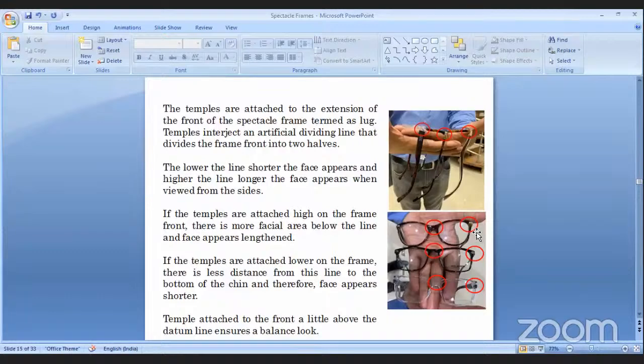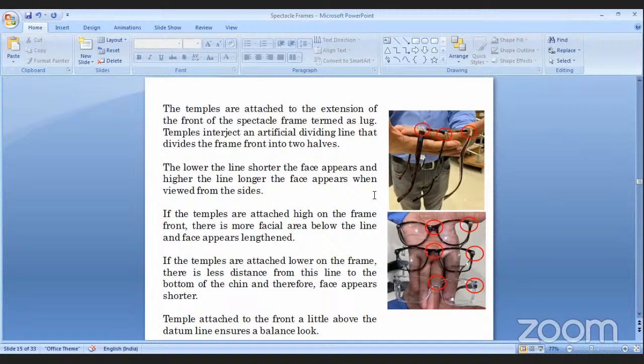When the sides are joined with the frame at the lower portion of the front, the face will appear shorter, and when the sides are joined at the top of the frame front, the face will appear longer when you view from the sides. If the temples are attached higher on the frames, there is more facial area below the line and the face appears a little longer. If the temples are attached lower on the frame, there is less distance from this line to the bottom of the chin and therefore the face appears shorter.